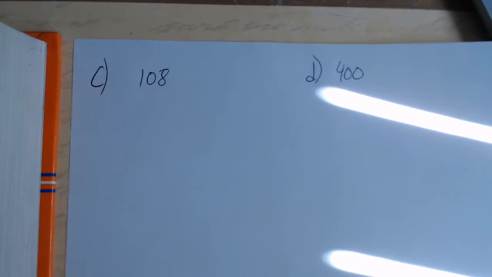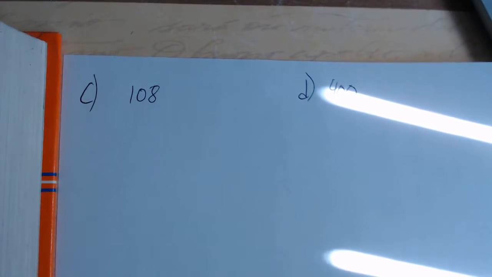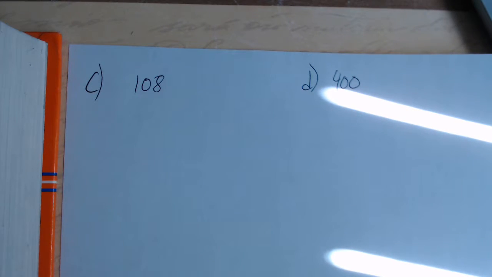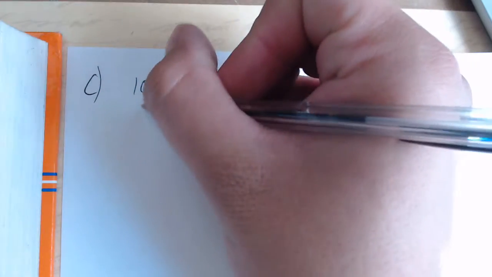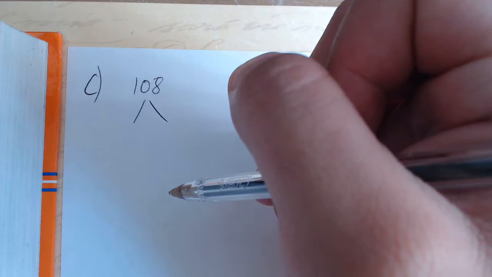So, starting with C, they tell us that we need to write the following numbers as products of prime factors. This is what I like to call the factor tree, which means we have to rewrite 108, but write it using only prime numbers. So we take 108 and we split it. We ask ourselves what times what will equal 108. Well, if you remember your 12 times tables, 9 times 12 will equal 108.